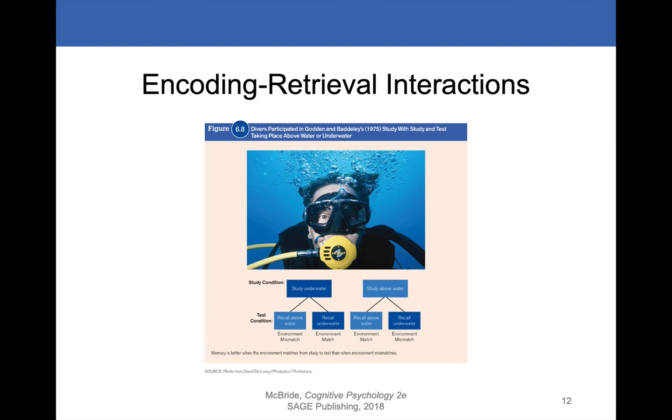So figure 6.8 in your book is a classic example. They had two different study conditions. They had subjects that studied underwater versus subjects that studied above water. So they had some people in scuba gear studying, I think they were learning nonsense syllables, and subjects above water. And then what they did was they took each one of those two separate groups, studying underwater and studying above water, and split them for a test condition.